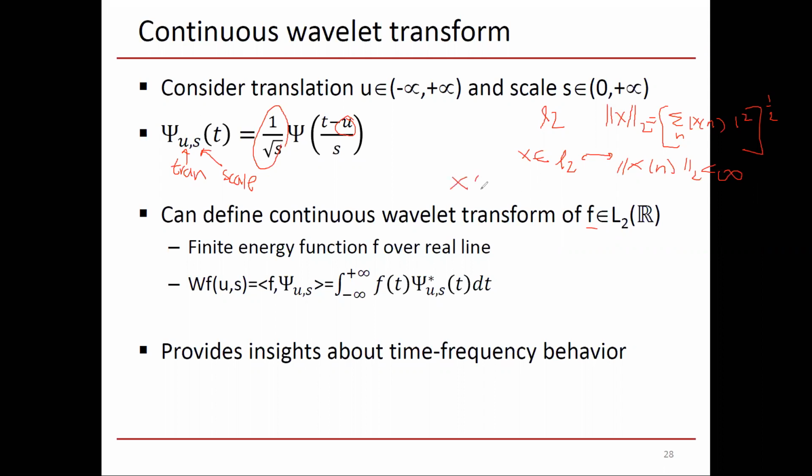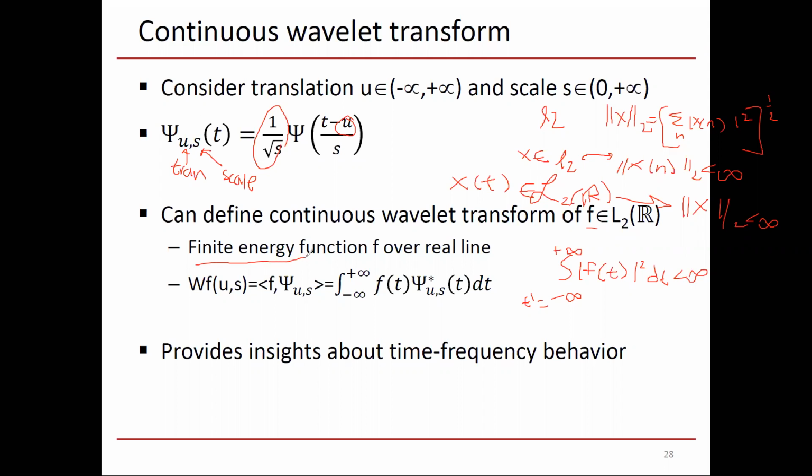And now if f of t is in capital L2 over the real values, meaning t, the time domain, is real valued, that means that the L2 norm is finite. But what does the L2 norm mean for a continuous time signal? It means that the integration over t prime, going from negative infinity to plus infinity, of the squared magnitude of f of t dt is finite. Okay, so finite energy signal.